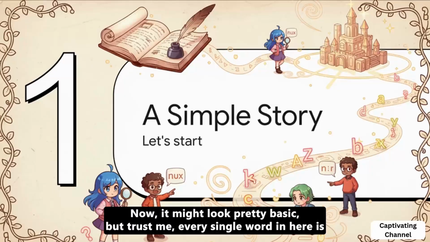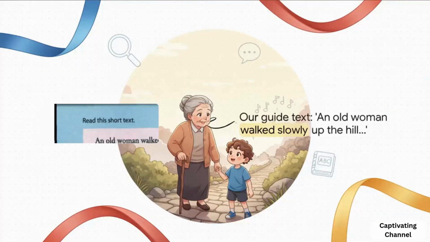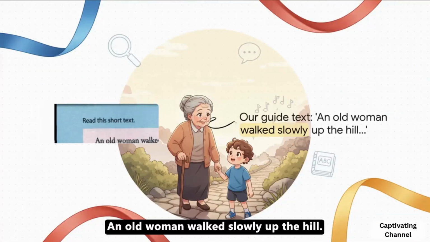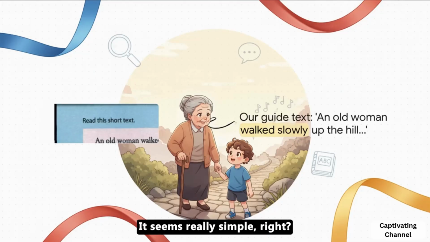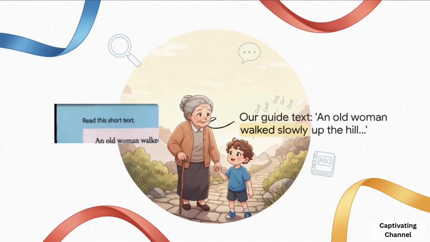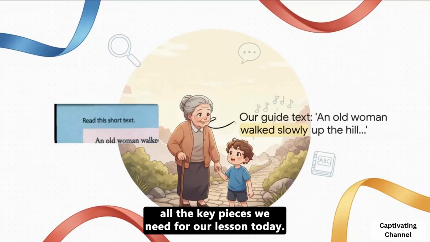Now, it might look pretty basic, but trust me, every single word in here is a little clue that's going to help us understand the big picture of English grammar. Here it is. An old woman walked slowly up the hill. On the way, she spoke to a little boy. "Good morning," she said. And that's it. It seems really simple, right? But believe it or not, this tiny little story has all the key pieces we need for our lesson today.